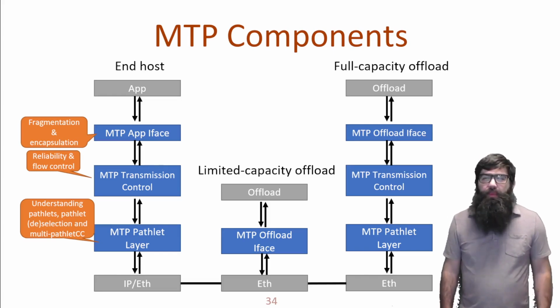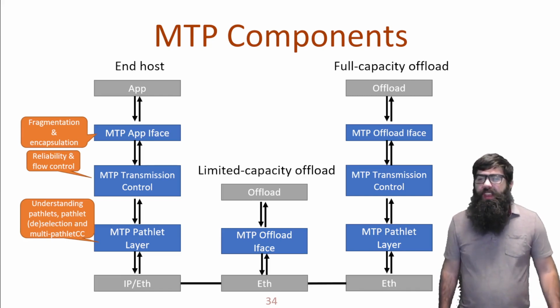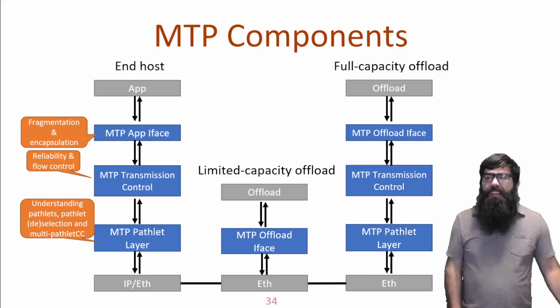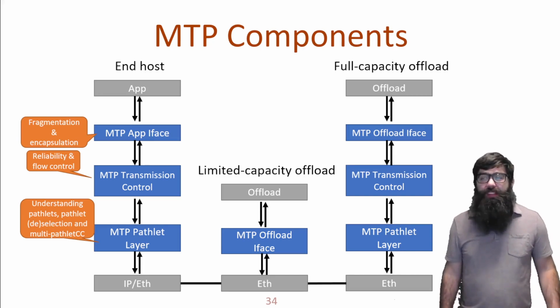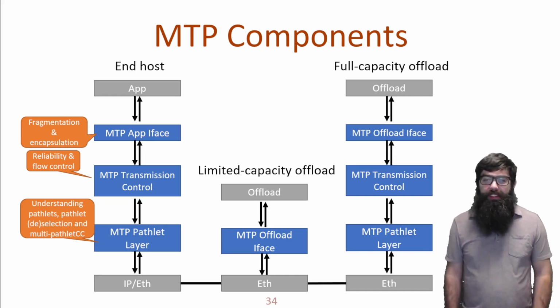At the top, we have applications that interface with MTP through the MTP application interface. Below this layer, we have the MTP transmission control layer. In this layer, every pathlet that the end host learns about has its own congestion control evolved. This allows for multi-algorithm congestion control. Each pathlet can have its own type of feedback and its own algorithm that evolves its own window or rate.